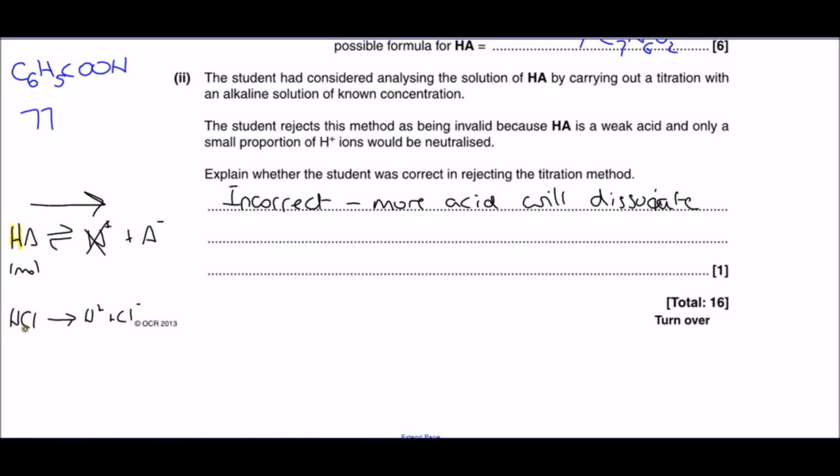1 mole of HCl would react. It'd just do it faster because these protons are already dissociated, whereas in the weak acid we've got to wait for it to dissociate and then neutralise as well. So this person is incorrect because more acid will dissociate and it's got the same number of moles as you would expect, so that titration is a valid method.